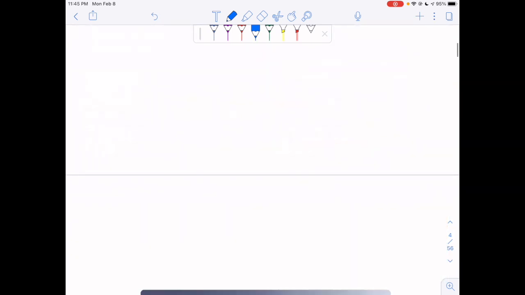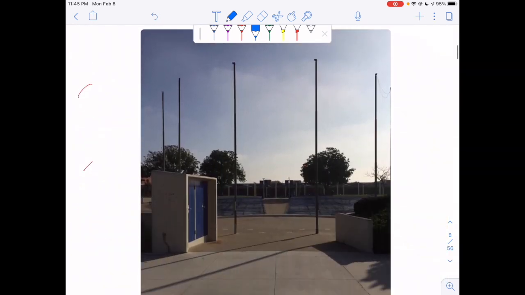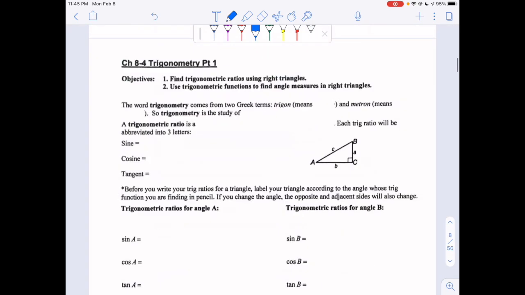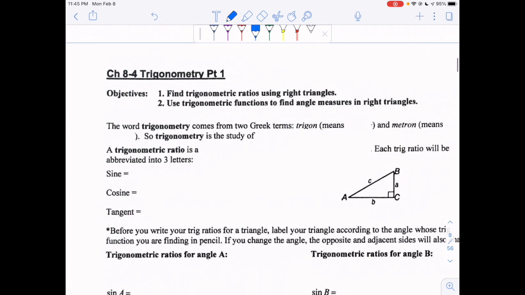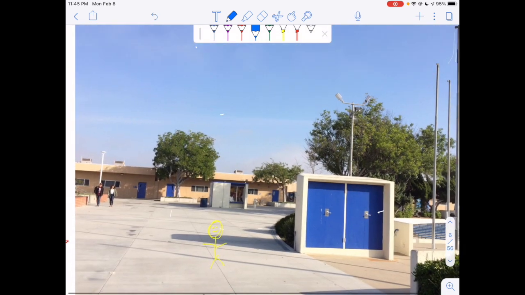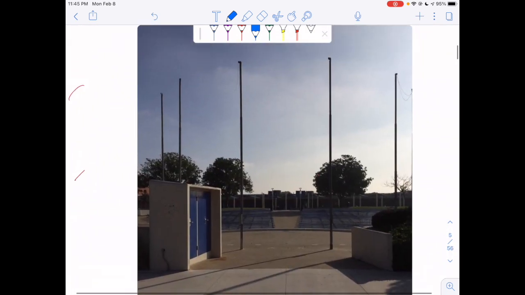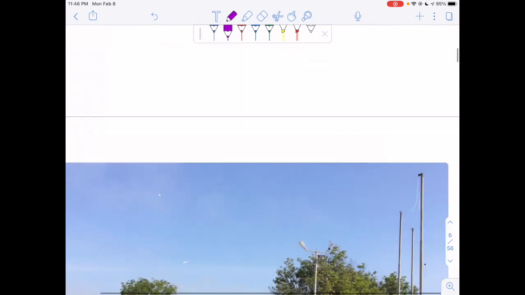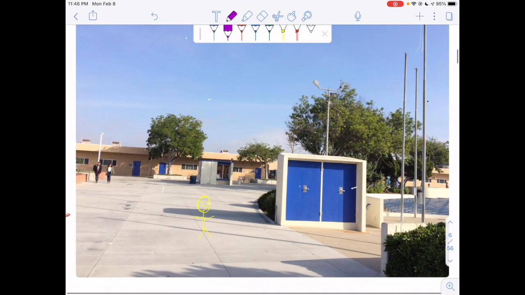And today, we'll be talking about, what the heck is this? Oh, okay, well, we're talking about chapter 8-4. So we're on 8-4 part 1. I'm just going to intro that with this here. Anybody want to take a guess what this is? This is our FV flagpole, right? It's at the bowl. I think maybe some of you guys haven't been on campus yet, huh? But this is the bowl at Fountain Valley. It's our flagpoles. So we're going to do a little connection here.